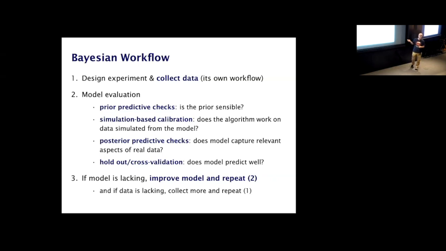Then we start wrestling with real data. We start looking at posterior predictive checks, which ask, does the model capture aspects of our real data? Maybe there's correlation in our real data that our model's not capturing, and we can find that out by doing posterior predictive checks. And then finally, we do holdout evaluation or cross-validation. We build our COVID model and predict how many deaths there are going to be next week, and then we wait and see if we're right. And then we try to adjust our model because we get things wrong. If the model's lacking, we tend to improve the model and repeat step 2. And if the data is lacking, we often have to collect more data and repeat step 1 as well.